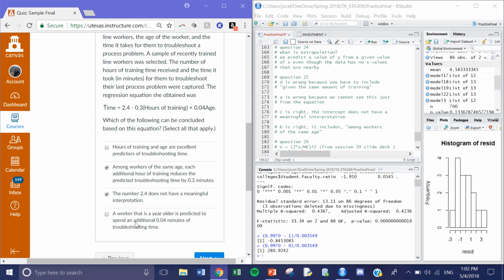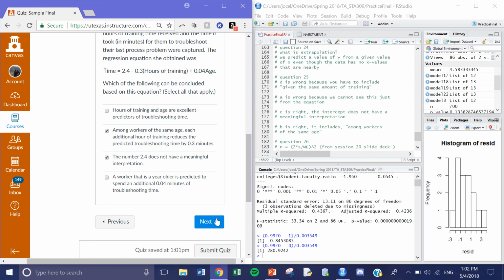Last option. A worker that is a year older is predicted to spend an additional 0.04 minutes of troubleshooting time. This is also wrong because it does not include that key phrase about holding other things constant. This would be right if it said, among workers with the same amount of training, a worker that is a year older is predicted to spend an additional 0.04 minutes of troubleshooting time. But it does not include that key phrase about keeping other things constant, so it is wrong.